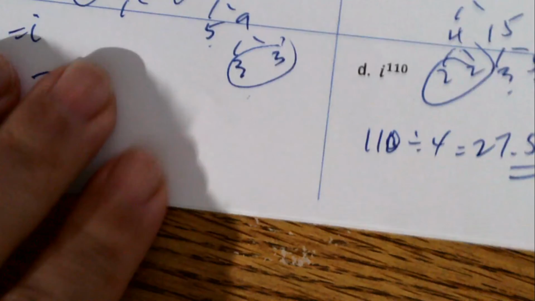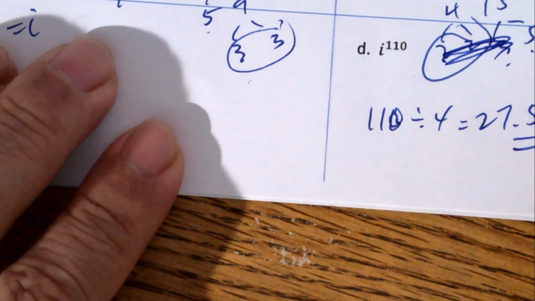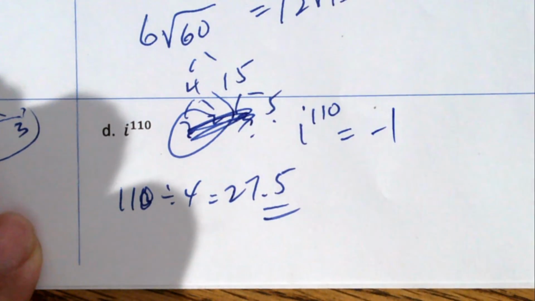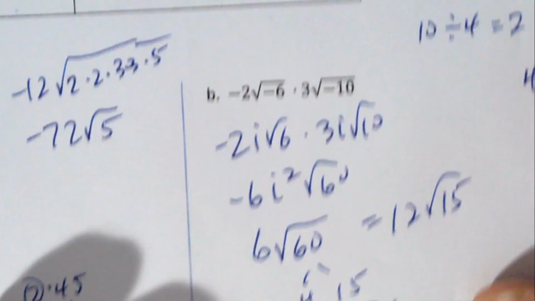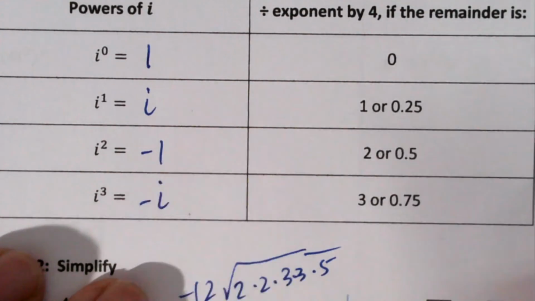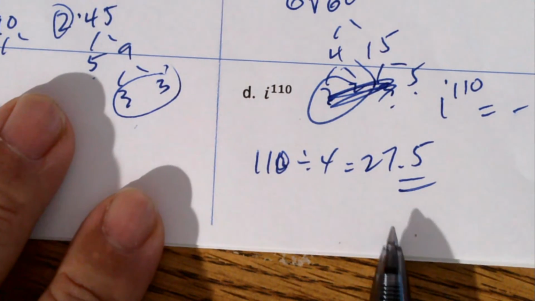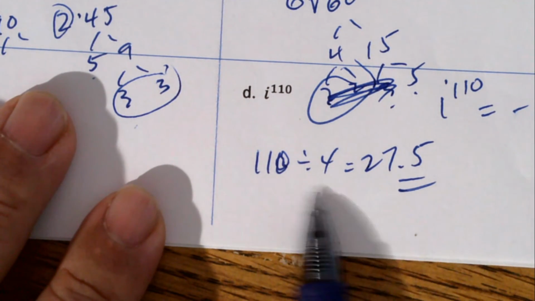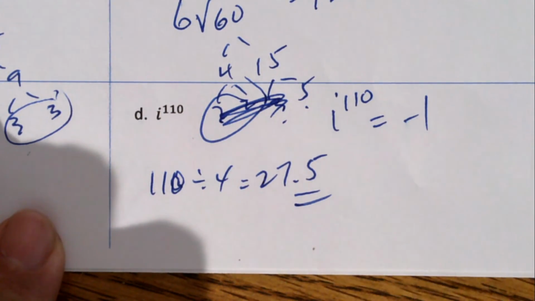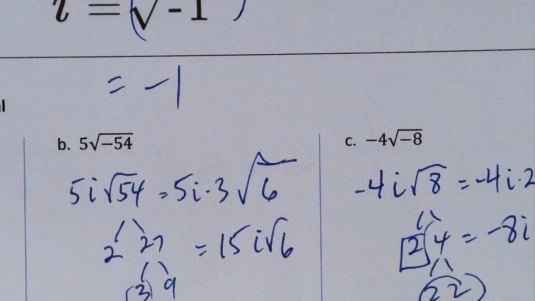So I to the 110 equals negative 1. That's it. Right? 0.5 corresponds to negative 1. When I divided 110 by 4, I got 27.5. So that means I to the 110 equals negative 1. Moving on.